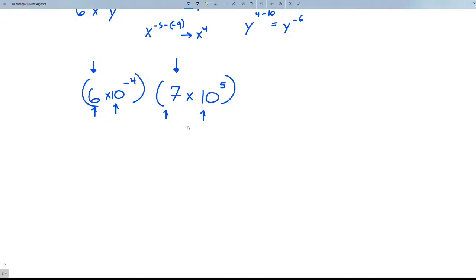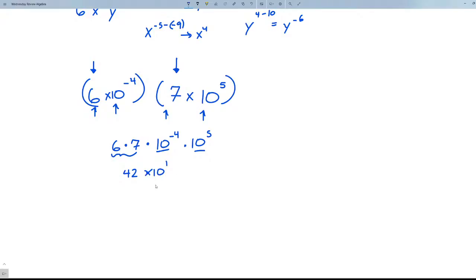Again, using the commutative property of multiplication, I can rewrite this as 6 times 7, times 10 to the -4th times 10 to the 5th. Now I have my similar bases together, and I have my integers together. 6 times 7 gives me 42. Because these have the same bases, I can just add the exponents, and I get times 10 to the 1st.